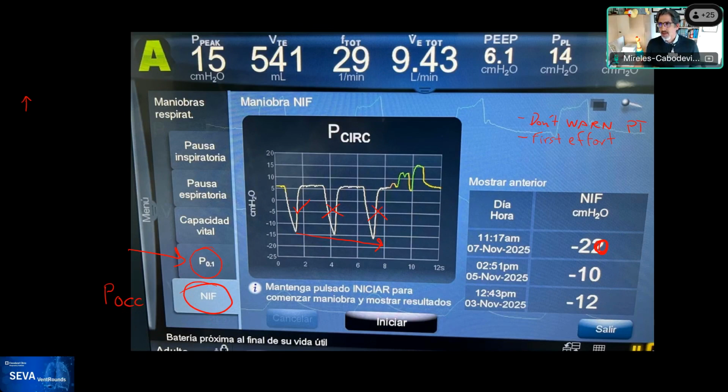Physicians, and clinicians in general, tend to focus too much on the value itself rather than on the context of the patient. And in the context of the patient, at least part of it is telling you if this patient is generating a fair amount of effort while taking a breath.